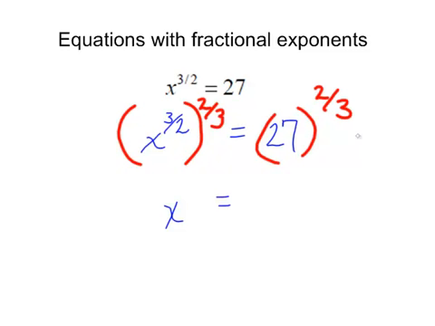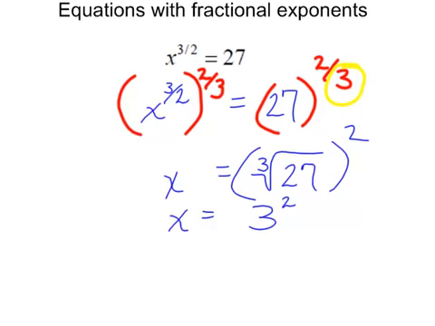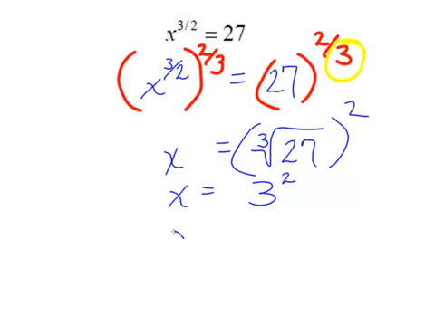You could type it into your calculator, unless your professor says no calculator. And then I'm going to rewrite this as the cube root of 27 squared. Remember, this bottom number is the root. So that's why that's a cube root of 27 squared. Well, the cube root of 27 is just 3, because 3 times 3 times 3 is 27. Don't forget, you still have to square that. So x is going to equal 3 squared, or x is going to equal 9.